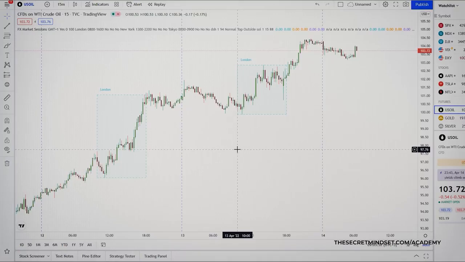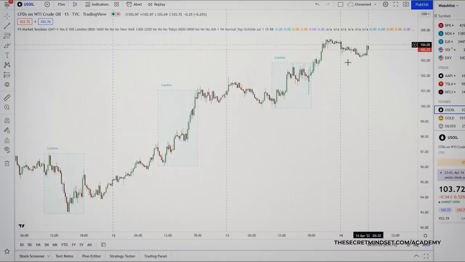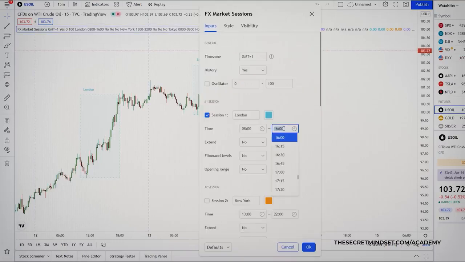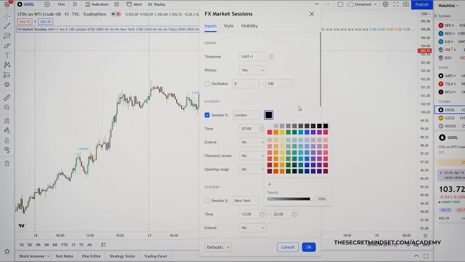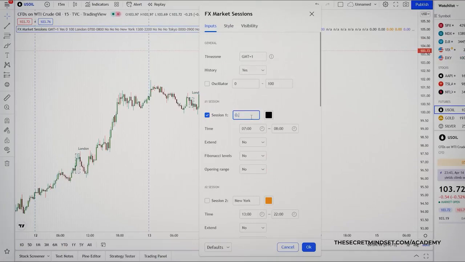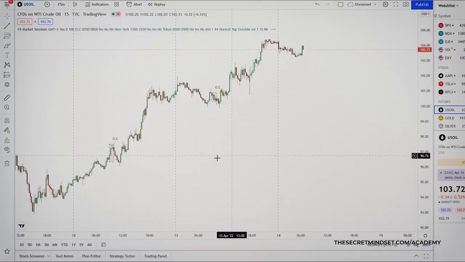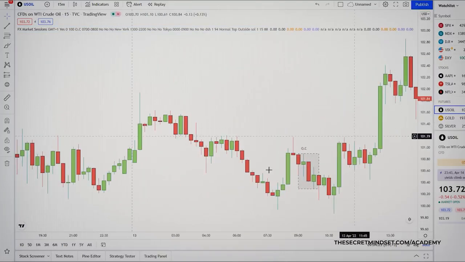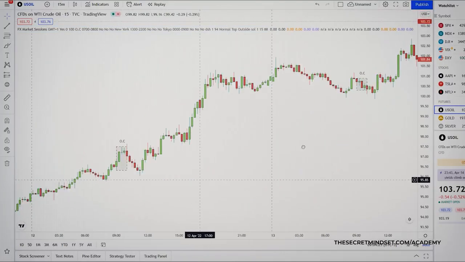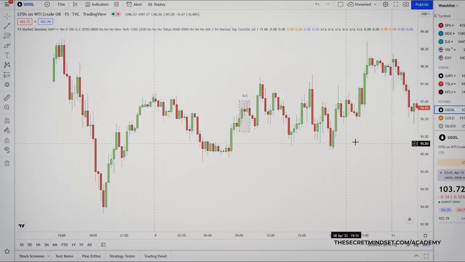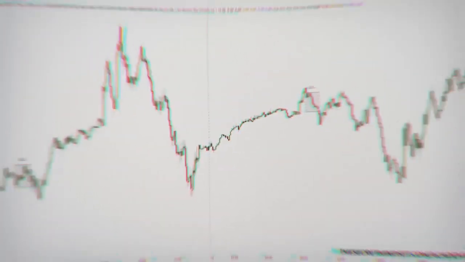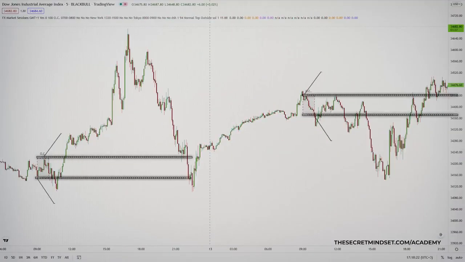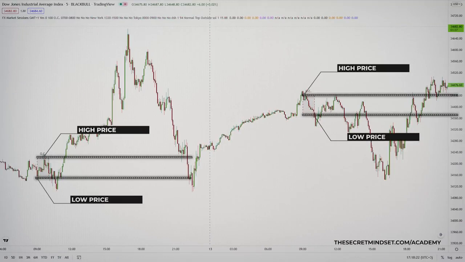To draw the opening channel, you put the initial opening time in the second tab, so we'll choose here 8 AM. And in the first tab, it's the Frankfurt Open, 7 AM. Now let's change the color of the channel to make it obvious, so choose a darker color and rename it as the opening channel. And there you have it. These lines represent the low price and the high price formed within this hour.